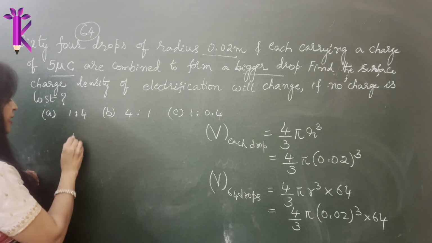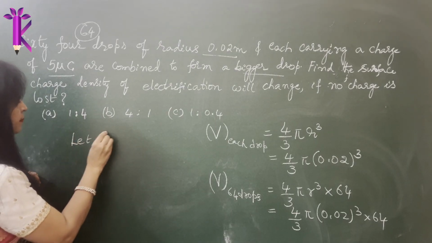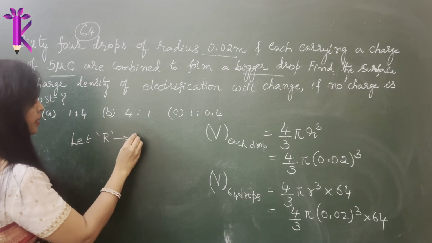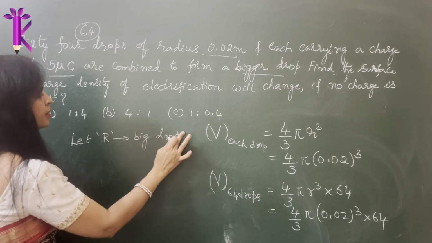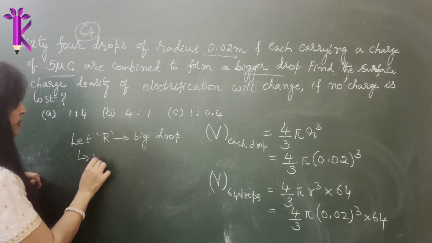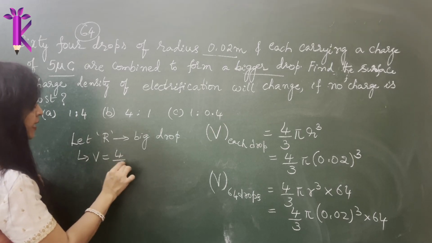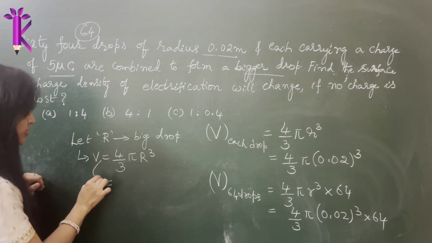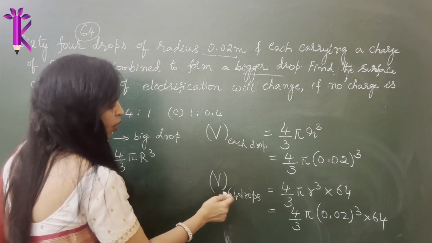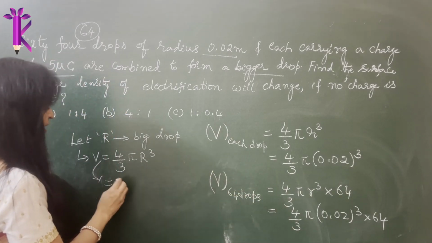Let capital R be the radius of the big drop. The big drop is formed out of 64 drops. So what will be the volume of that bigger drop? 4 by 3 pi R cube. But how much is this equal to? This is equal to the volume of all the 64 drops, so we can equate these two.